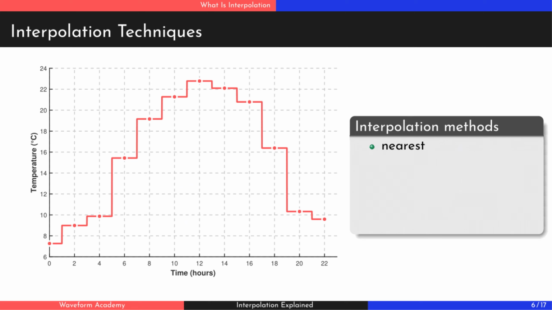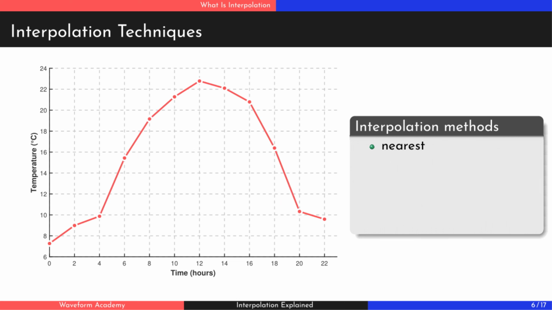A more precise approach is to connect the data points with straight lines. This is called linear interpolation. While it's simple and provides much better results, the resulting graph can still appear segmented. That's why more advanced systems often use low-degree polynomials within each interval, carefully chosen to connect smoothly. This technique is known as spline interpolation.